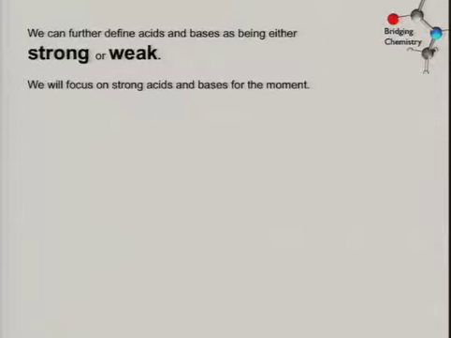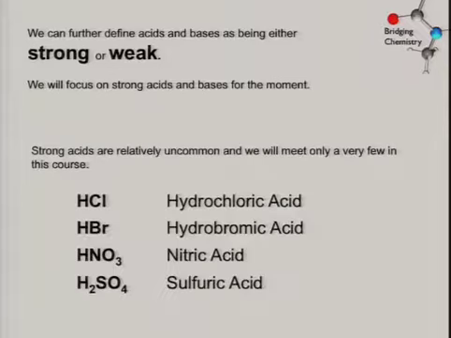So we can further define acids and bases as being either strong or weak. Initially we'll focus on strong acids and strong bases because they're easier, and then later on we're going to talk about weak acids and weak bases. It turns out that strong acids are relatively uncommon, and there's really only about 4 or 5 that you're likely to come across.